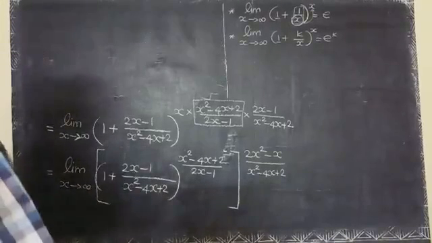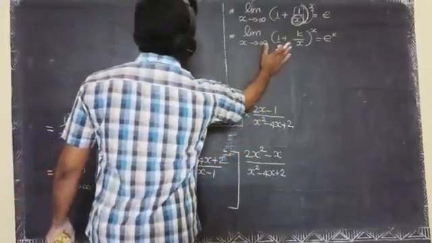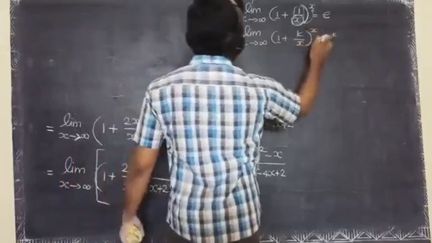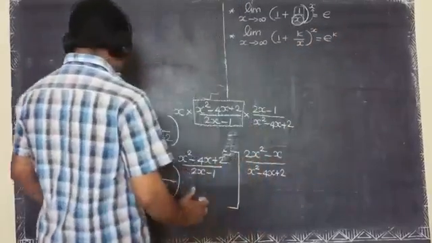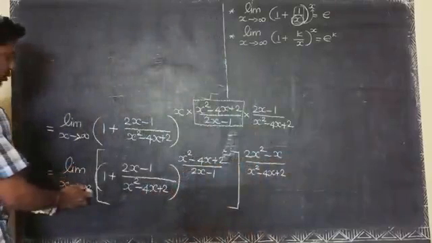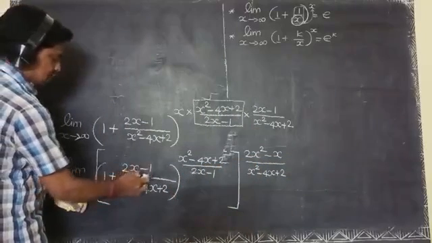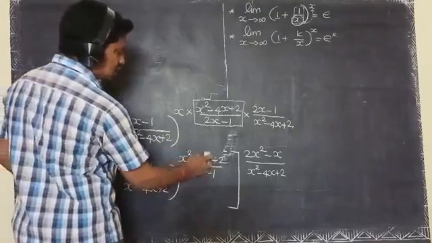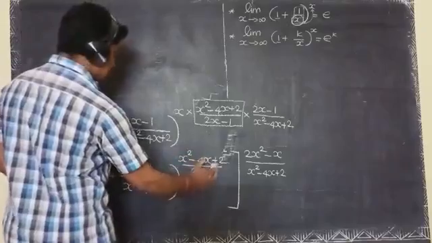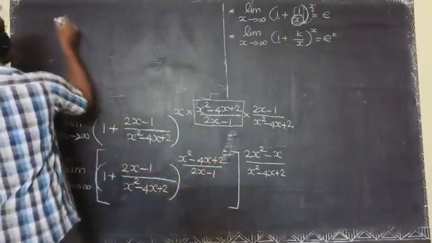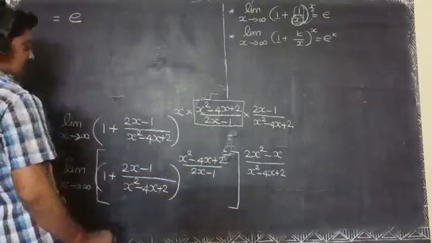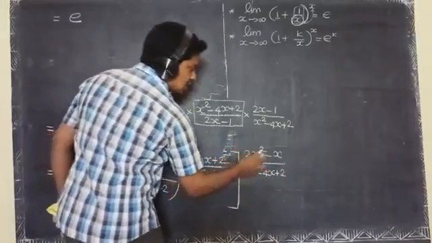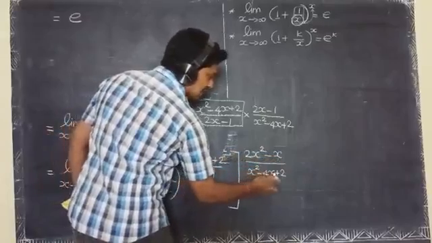Here we compare with this structure. Limit x approaches infinity of (1 plus k by x) whole power x is equal to e power k. Similarly, limit x approaches infinity of 1 plus (2x minus 1 divided by x square minus 4x plus 2), whole power (x square minus 4x plus 2 divided by 2x minus 1), the resultant is e. And the limit x approaches infinity of the power 2x square minus x divided by x square minus 4x plus 2.